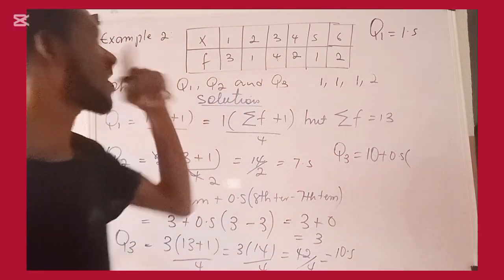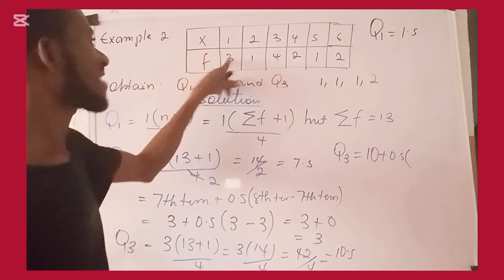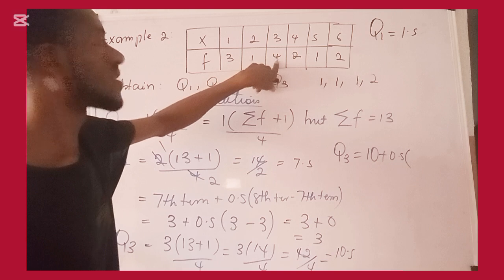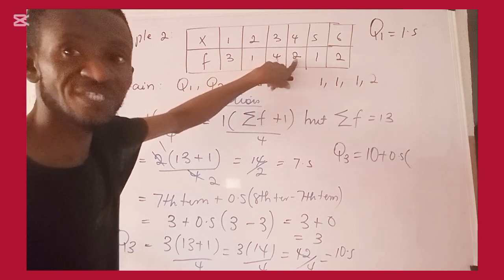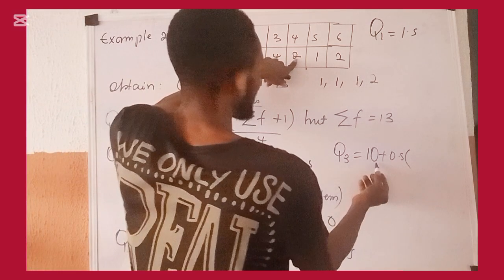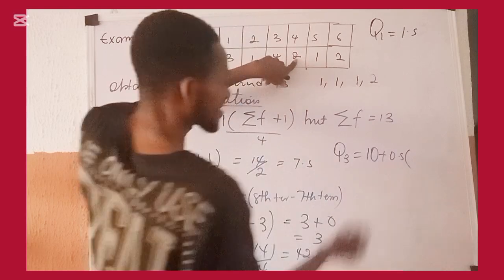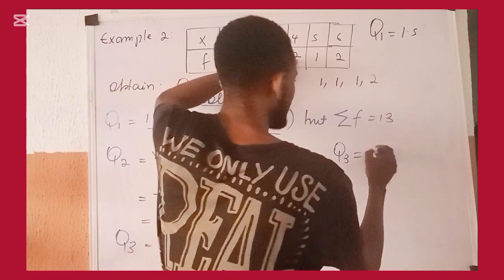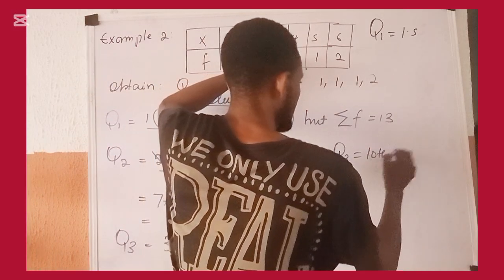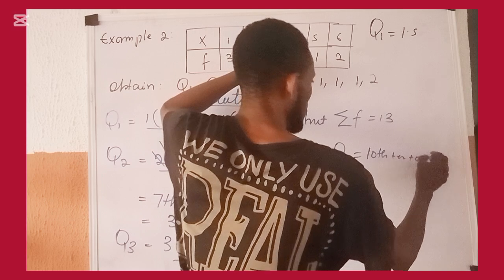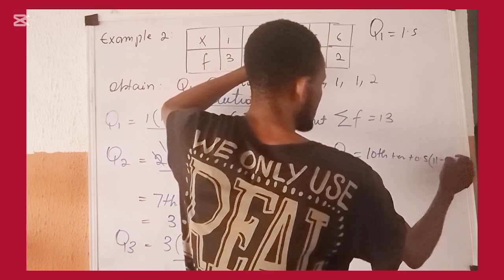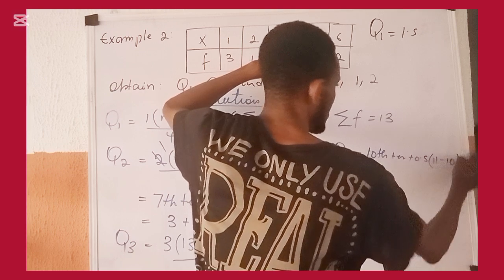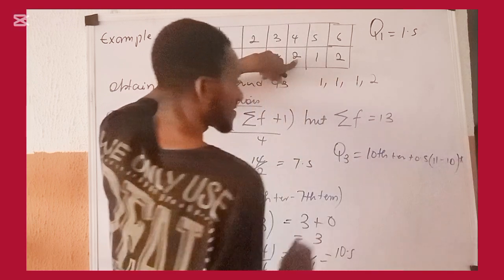So we come here to get our 11th term. Remember that 3 plus 1 is 4. Plus this 4 is 8. Plus 2 here is 10. So our 10th term here is talking about this 10th term here. Let me write it fully. 10th term plus 0.5 into 11th minus 10th terms. Please, this is 11th minus 10th terms.